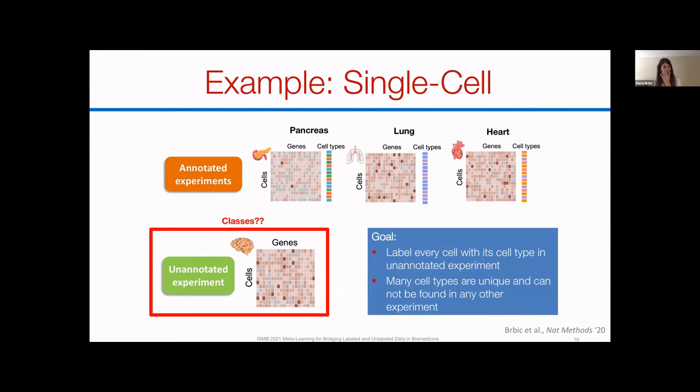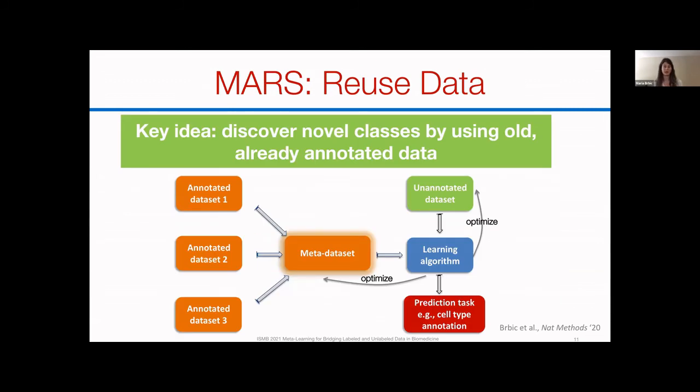And to solve this challenge, the key idea in the approach named MARS is to reuse this old, already annotated data to learn to generalize to new, never before seen data sets. The idea is that we start with a set of previously annotated data sets, and these data sets can come from different experimental conditions, such as different tissues. Then we feed to the learning algorithm both the previously annotated data sets and the new completely unannotated data set. And we use these data sets as a meta-data set in our meta-learning sense. These data sets are used to learn how to learn.